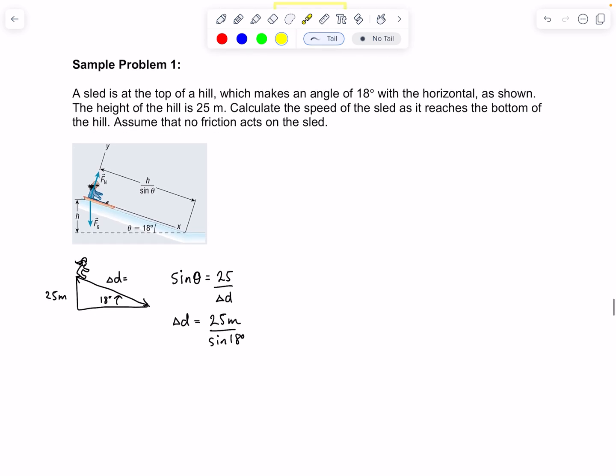So eventually we want to find the final speed. We know v1 is 0. We can calculate delta D. What we'll need to find now is the acceleration. In order to find the acceleration, we're going to draw a free body diagram of the sled. It's acting on an incline of 18 degrees. There's a force of gravity acting down. This force of gravity can be broken up into x and y components.